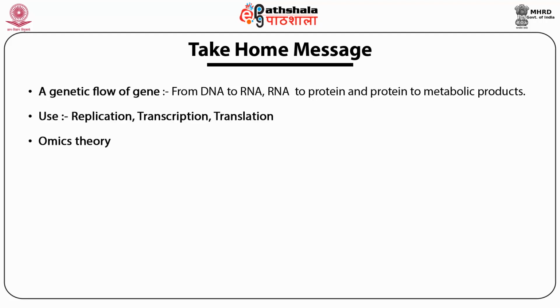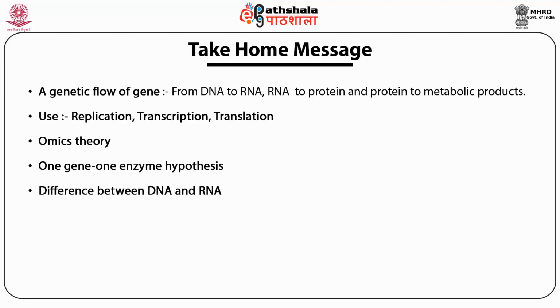Then we learned omics theory, and in this omics theory we came to know the existence of genomics, transcriptomics, proteomics and metabolomics. Then we further understood how the one gene, one enzyme hypothesis came into existence, followed by the different nucleic acid components and the structural architecture. We have also learned how DNA varies from RNA and the different types of RNA such as messenger RNA, ribosomal RNA, tRNA and small nuclear RNA.